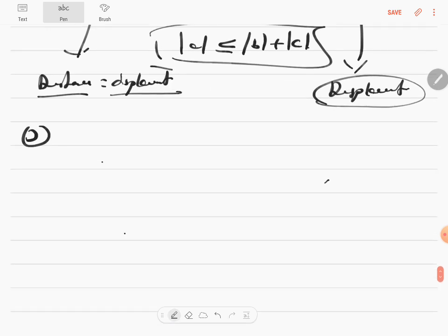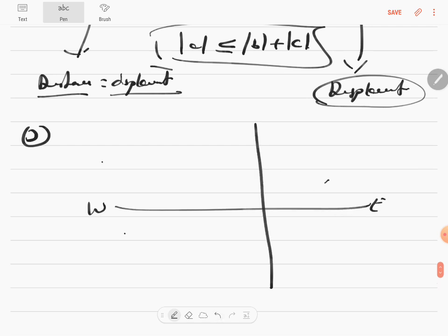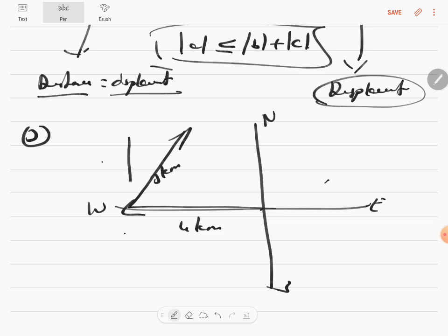A girl walks 4 kilometers towards the west. So this is east-west, and this is north-south. The girl walks 4 kilometers towards the west, takes a turn and walks 3 kilometers in the direction 30 degrees east of north. 30 degrees of north towards east, okay, which means this angle is obviously 60 degrees. She stops there. You have to find the displacement.